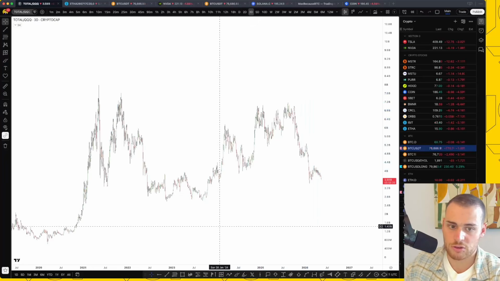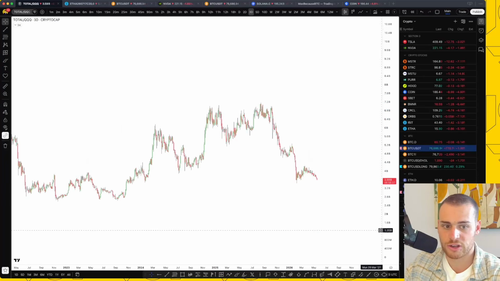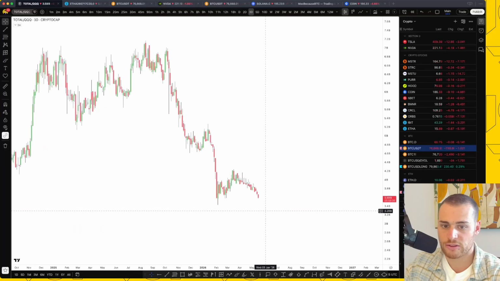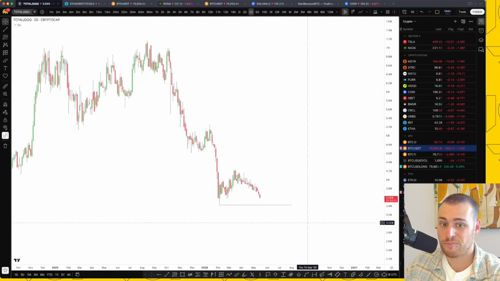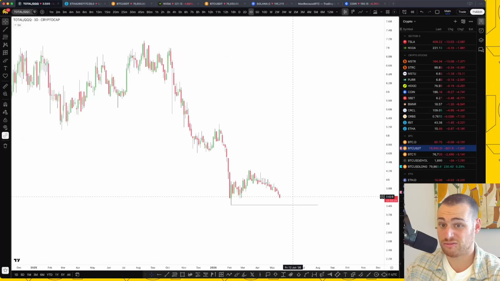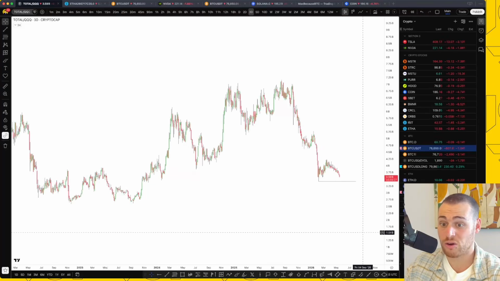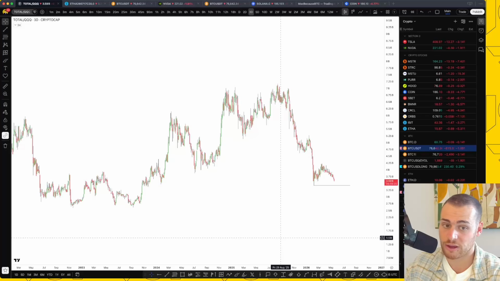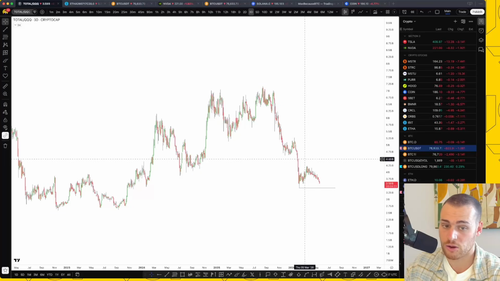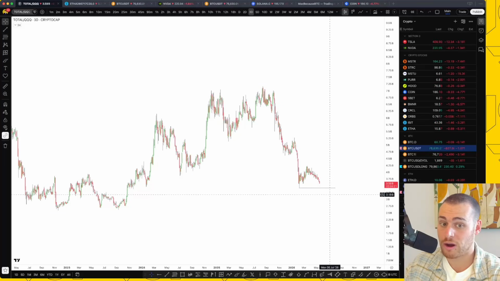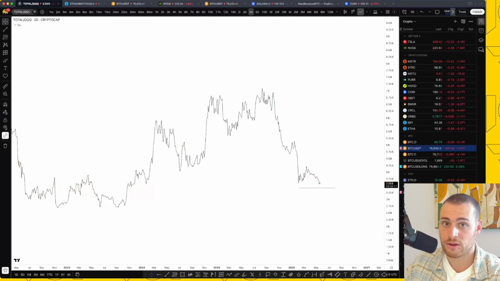Total paired against QQQ actually looks a bit more interesting to me, because total against QQQ, at this point, looks like you're basically getting walked lower, right? You're getting walked lower, which we just went over the example of sending it higher to send it lower. This to me looks like they're walking it lower. They're absolutely walking it lower.